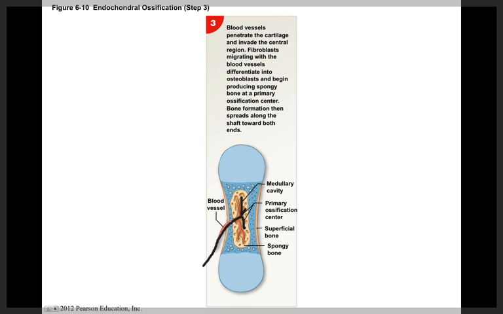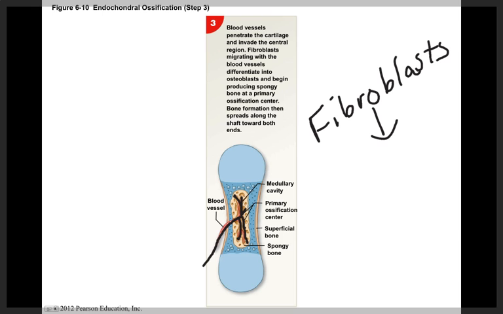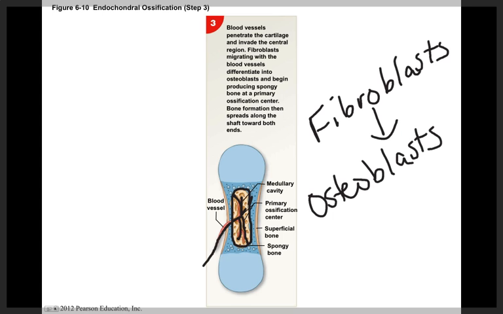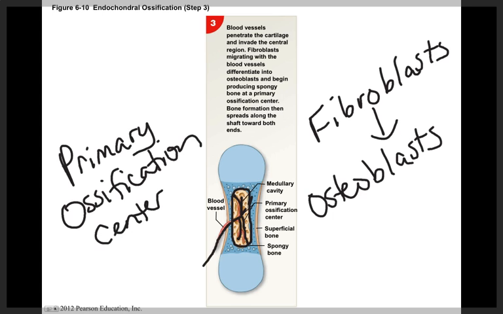They invade that central area where the chondrocytes left large cavities. Fibroblasts migrate in with the blood vessels. Fibroblasts can differentiate, and these stem cells differentiate into osteoblasts. Osteoblasts start laying down immature bone inside the cartilage. We call this the primary ossification center. At this point, there's no medullary cavity, we just have the center of the cartilage filled with spongy bone.